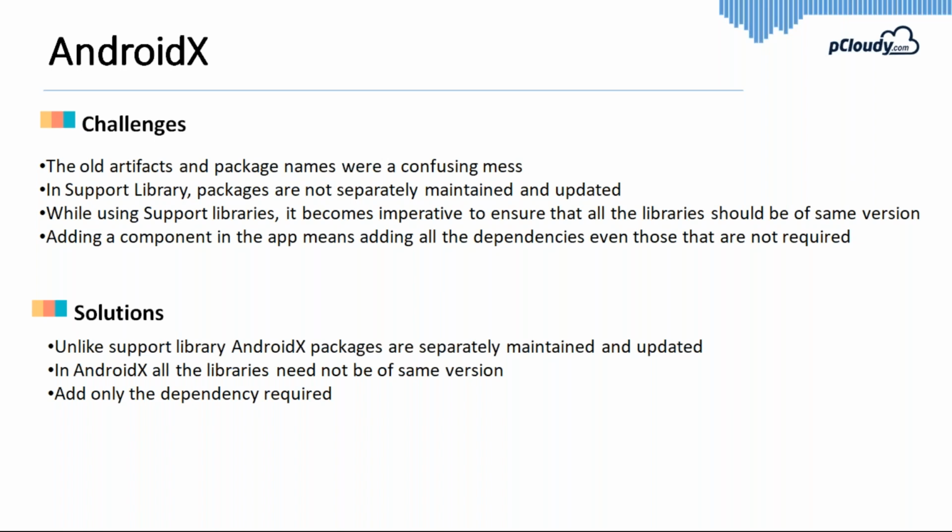This is more from the development perspective, so the developers can understand this in a much better way. It was always a confusing mess. The support libraries which we had earlier had packages which were not separately maintained and updated, right? So it's a combined package. We have a whole lot of big code for that, and while using support libraries, it becomes really impossible to ensure that all the libraries are of the same version. It's practically not possible, because if the libraries are not of the same version, it will not work, right? That's an extra overhead on the developers while developing their Android applications.